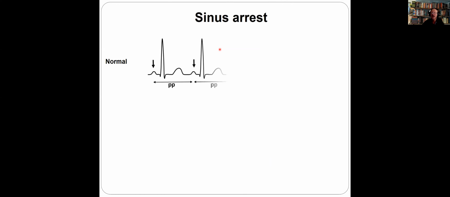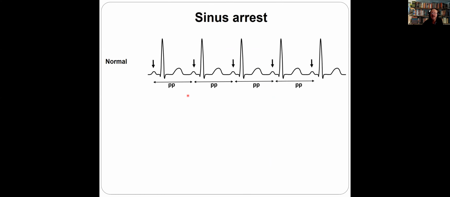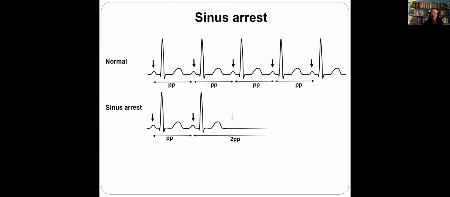Good, let's go on. Sinus arrest means that at one point the sinus doesn't fire. This is not a conduction abnormality. This is an impulse formation abnormality. The sinus does not fire. So here in the gap, we have an interval twice as long as normal. Now, what is the problem with this one?